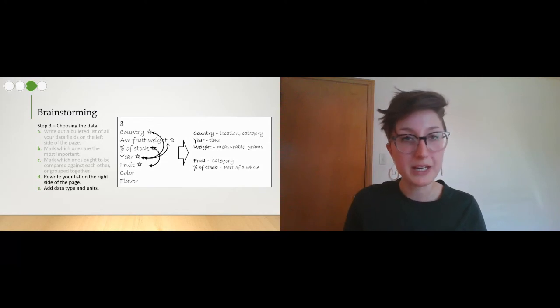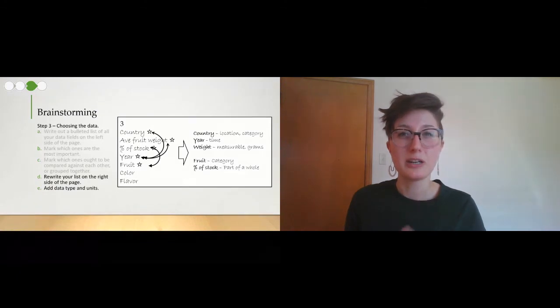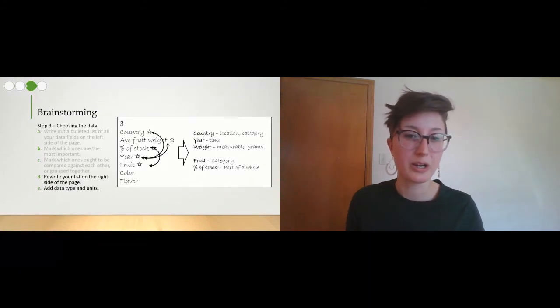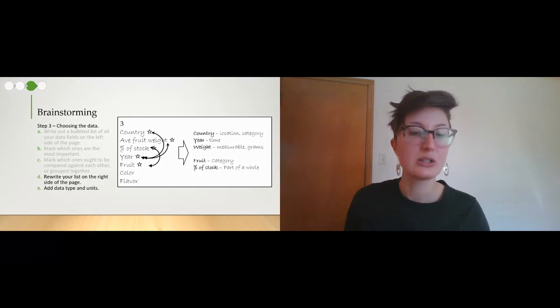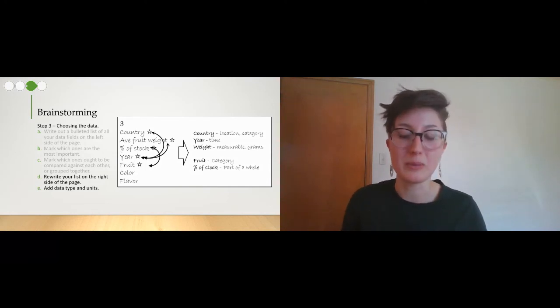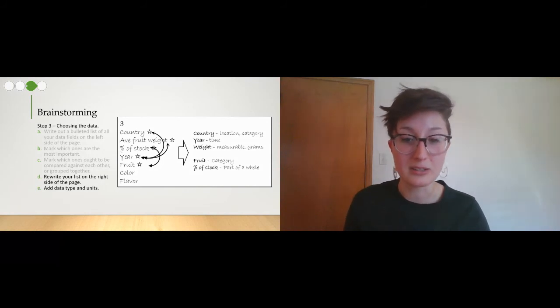And then once you have that, next to those data fields, start to identify what kind of data that is. So a country can be a location or I guess a category. Year is time, weight is a measurable quantity. And so start thinking of what those data types could be, and also think if anything has a unit. So for us with the fruit, the weight, the unit is grams. So start identifying the information about the data before we move forward into making actual visualizations of it.